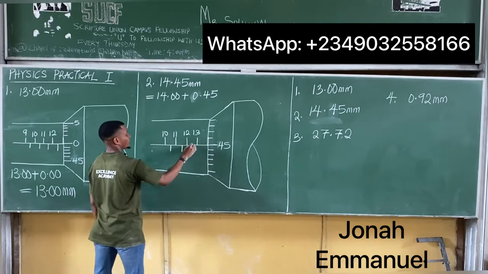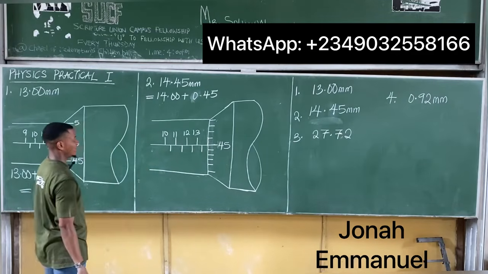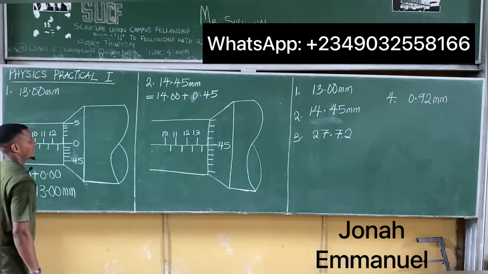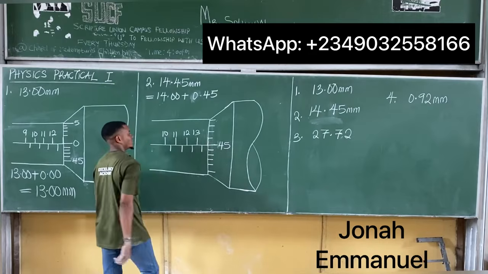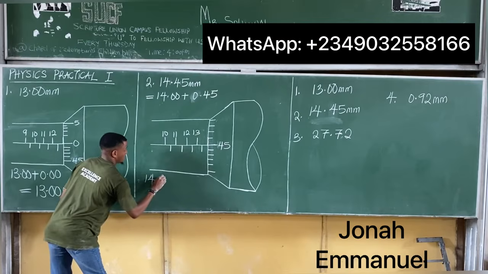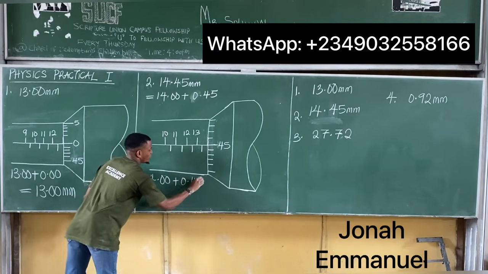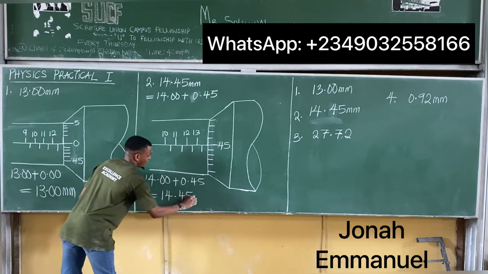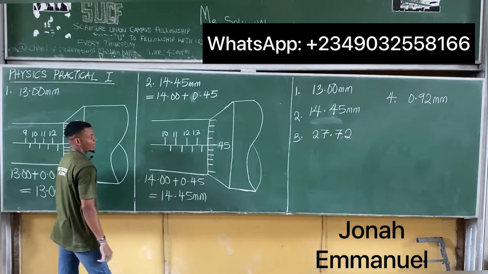10.5, 11.5, 12.5, 13.5, this. So you have this one here. You have this one here. All right. So this now gives you 14.00, of course, plus 0.45. That's equal to 14.45 millimeters. That's for this one. Here should be 44.